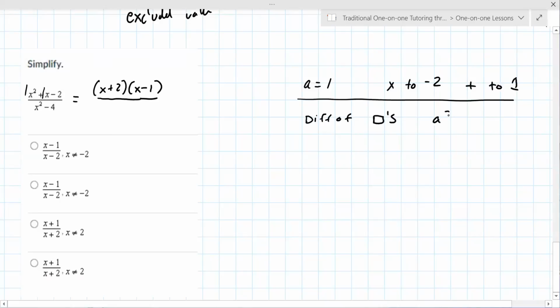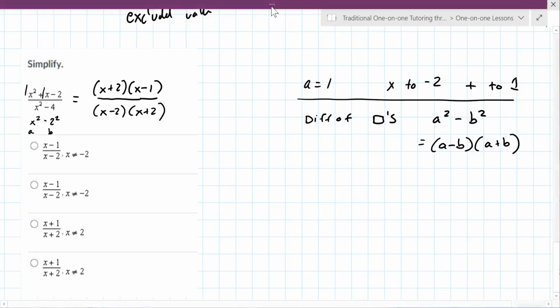Okay, and it's of this form: a squared minus b squared. You probably saw this at some point, but it factors as a minus b, a plus b. So what number squared gives you 4? Do you recall? 2. So your a is x and your b is 2. So this becomes x minus 2, x plus 2.